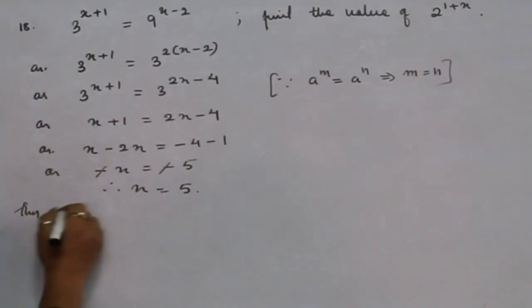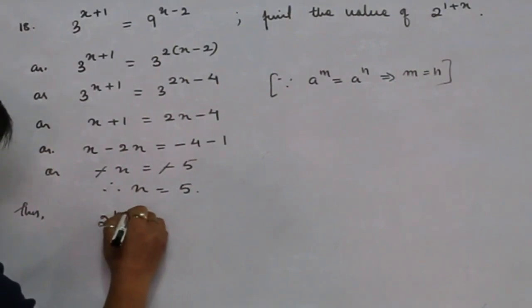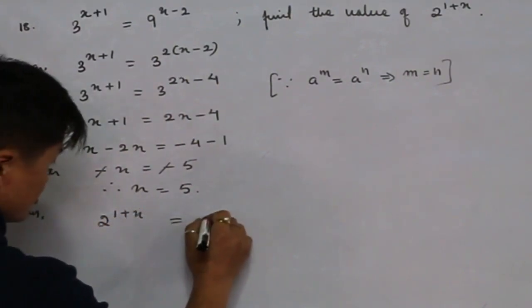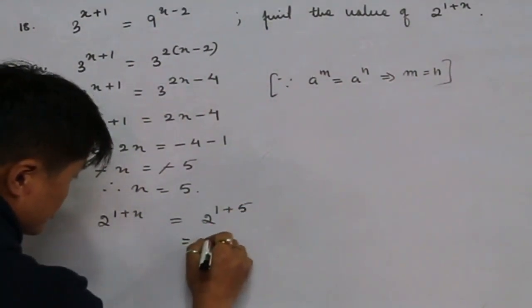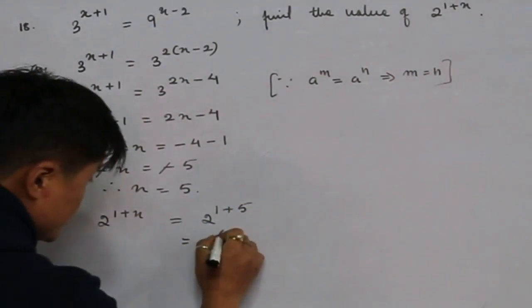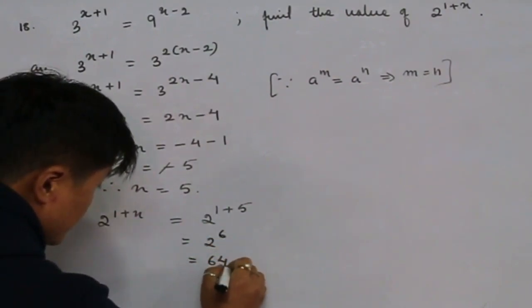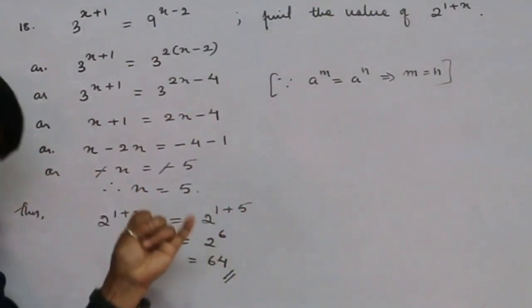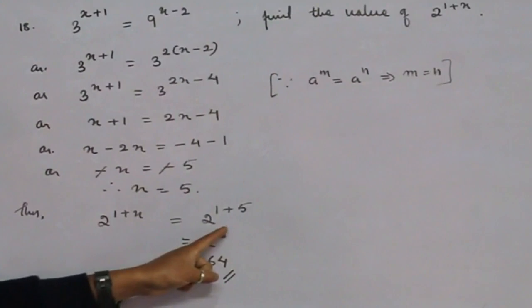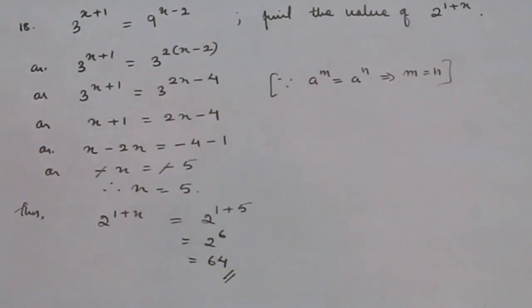Thus, we can find 2 to the power 1 plus x, which is 2 to the power 1 plus 5, which is 2 to the power 6, equal to 64. 2 twos are 4, 4 twos are 8, 8 twos are 16, 16 twos are 32, 32 twos are 64. So 2 to the power 6 is 64.